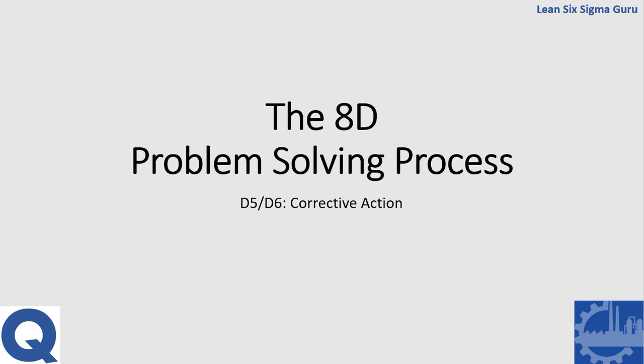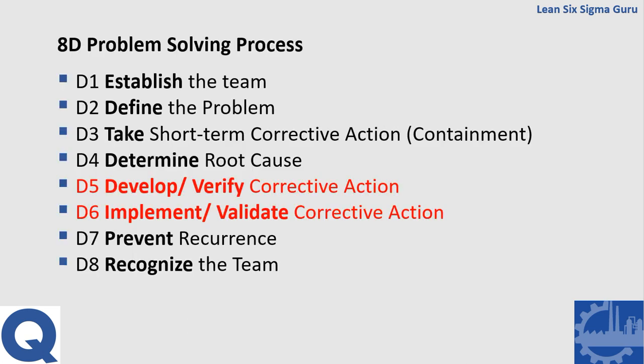This video addresses the 8D problem-solving process and gives an overview for steps D5 and D6, both dealing with specific aspects of corrective actions. In the 8D problem-solving process, we have 8 specific steps we must go through in sequence in detail in order to use a cross-functional team to solve this very specific problem.